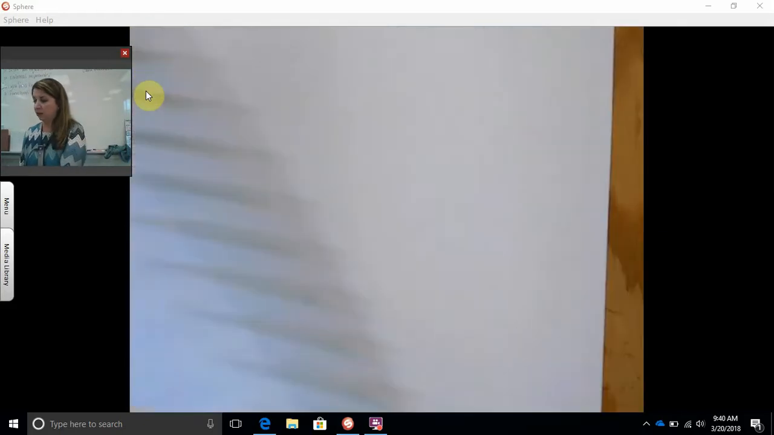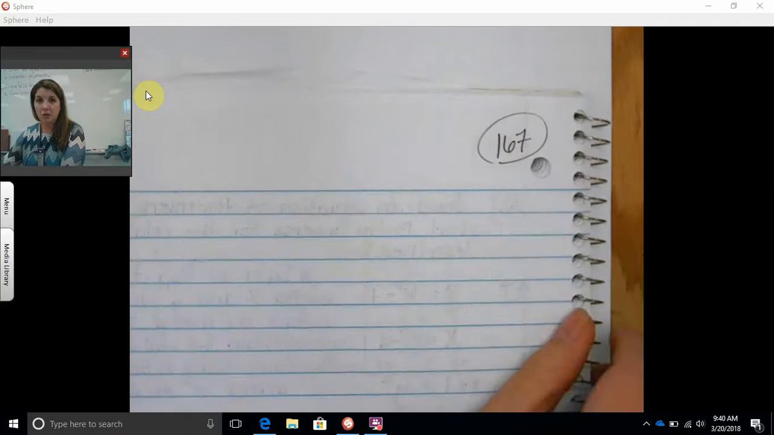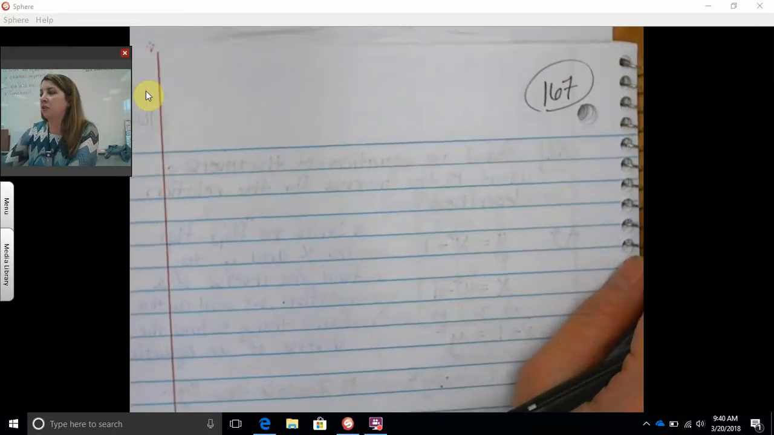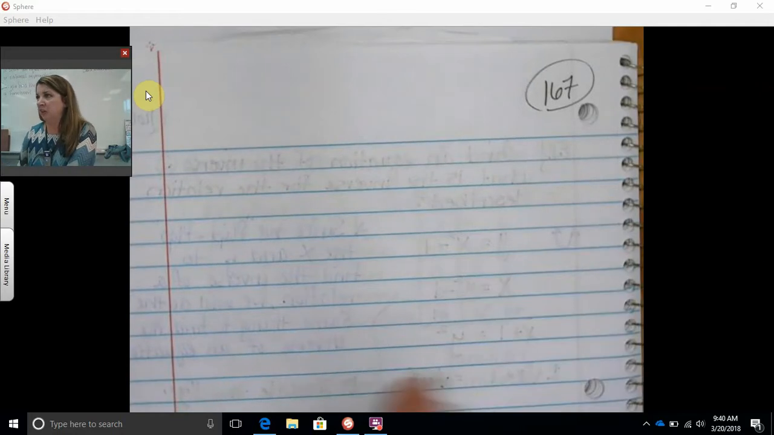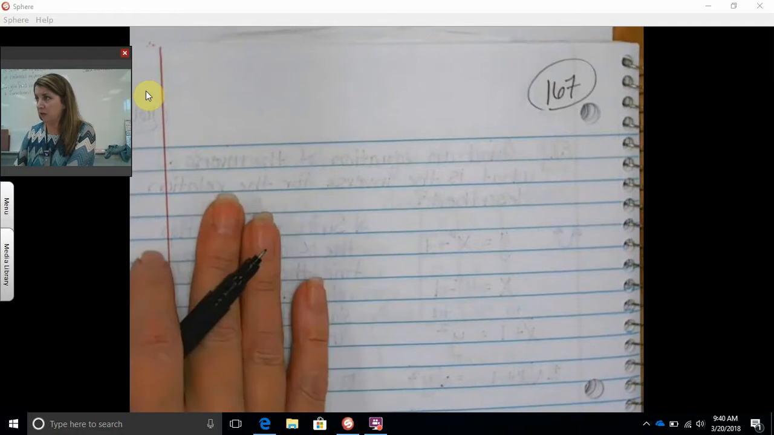Page 167. Y'all might want to think about starting to buy yourself another spiral. If you don't want to do that, I totally understand, because we're not going to get very far in the new spiral. If you just want to use notebook paper and maybe make yourself a pocket in the back or staple it or something, totally up to you. But we will need something extra because we'll get through a whole spiral.